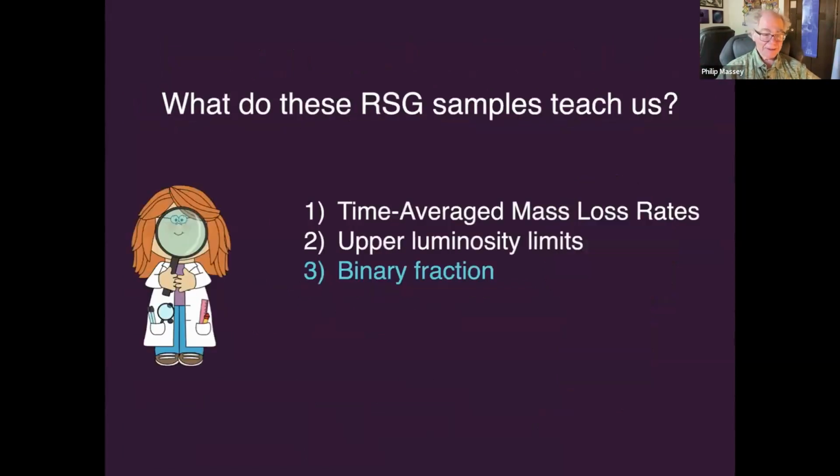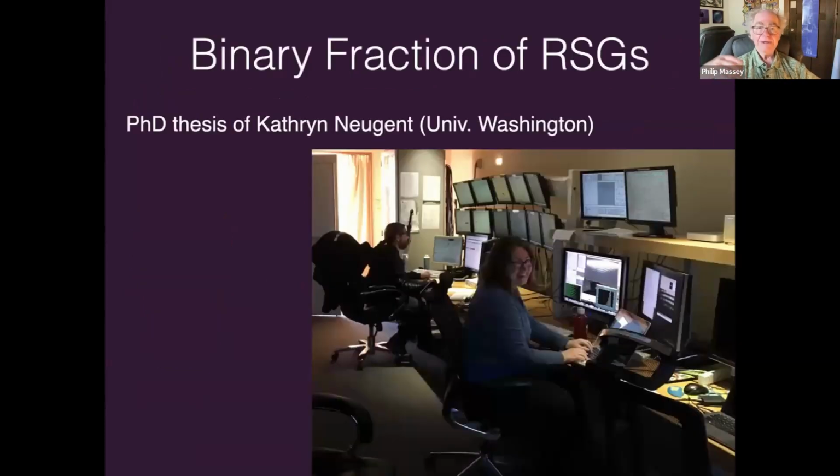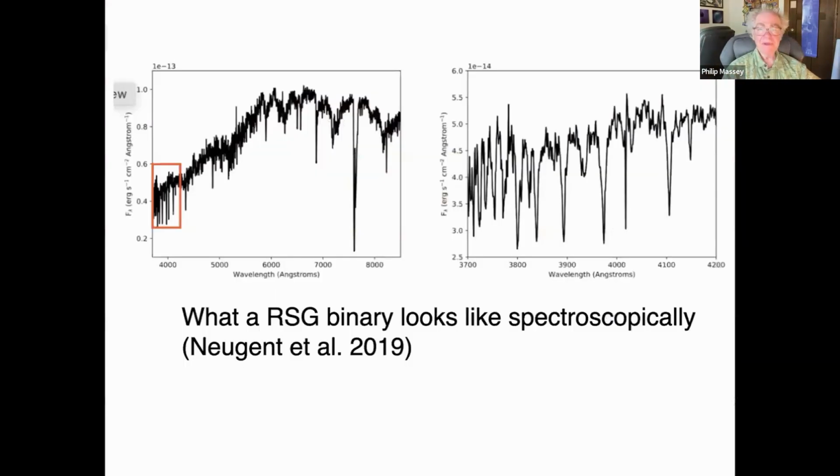Finally, I'd like to talk about the binary fraction of red supergiants. This was the PhD thesis of Catherine Nugent, and this is what a red supergiant with a companion looks like. And Catherine argues that on theoretical and evolutionary grounds, you expect any companion of a red supergiant to be a B star. And indeed, that's what we've known for decades in terms of the dozen or so red supergiant binaries known in the Milky Way.